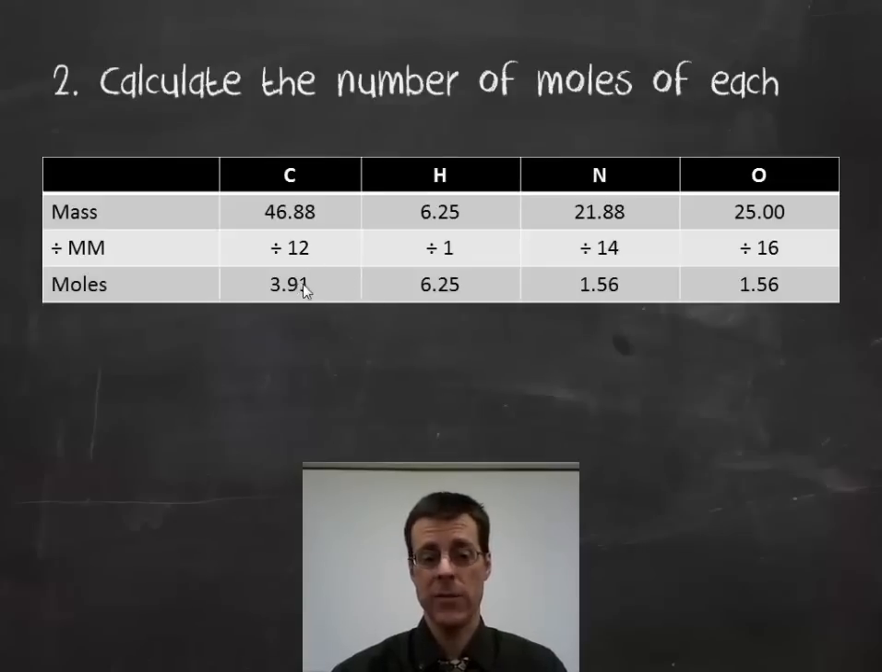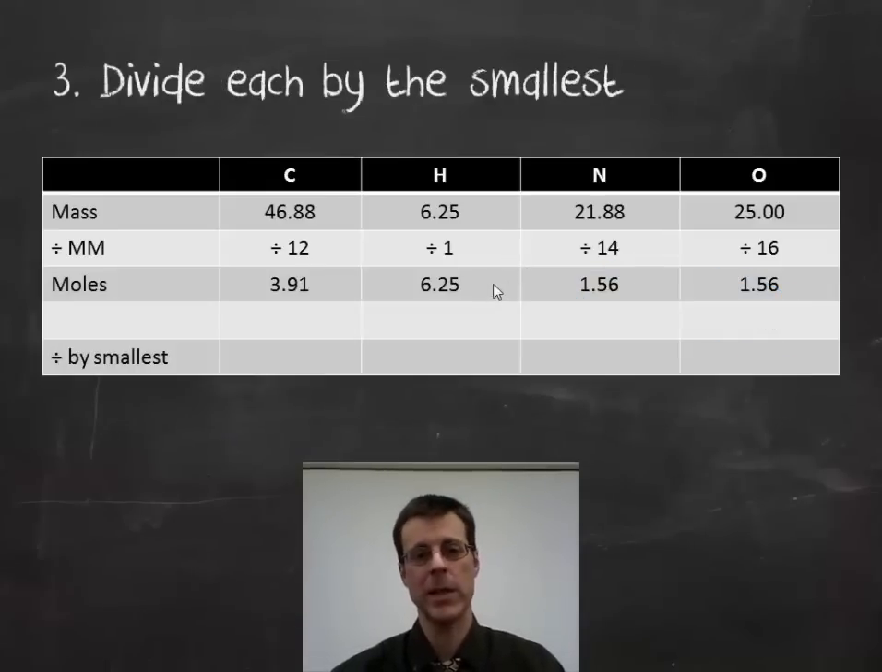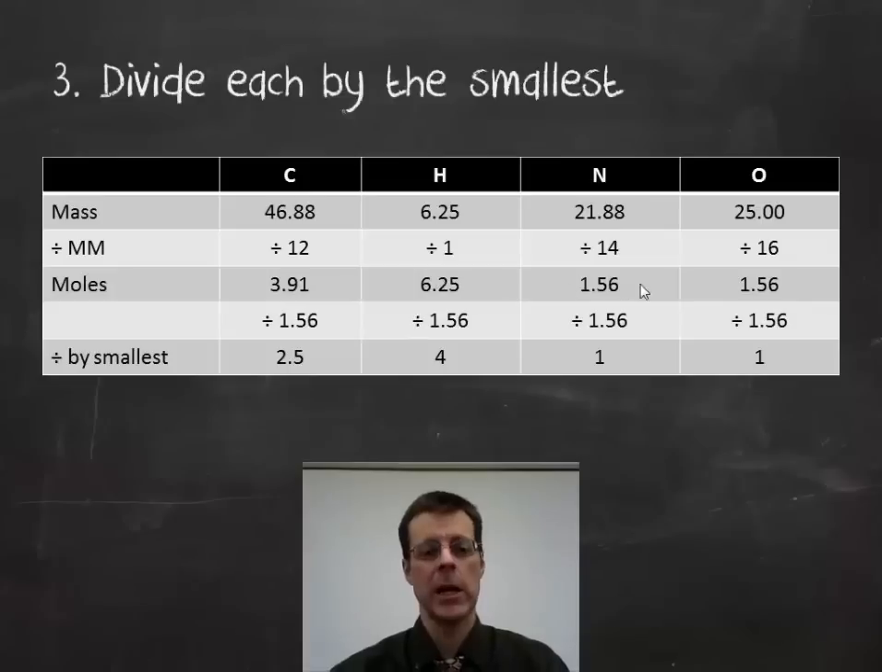Now you'll notice that right now I have a ratio of moles, but not a very convenient one. You'll also notice that down here I've got 3.91 moles, 6.25, 1.56, 1.56. It won't always happen that two of them are the same, but with these two that are the same, or at least very close, they're smaller than the other two. That's important because my next step was divide by the smallest. So I'm going to divide everything by 1.56, and I got 1, 1, 4, I'm working backwards of course, and 2.5.